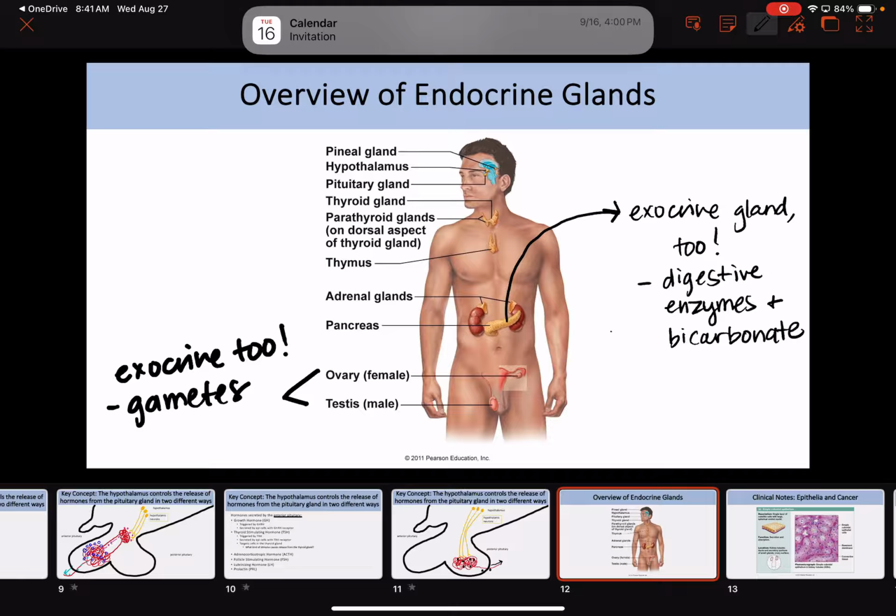For the testes, it releases its gametes or sperm through semen. That's an exocrine function. It exits the body. And then the production of things like testosterone would be the endocrine function. Any questions on the overview of all of our endocrine glands? Okay.